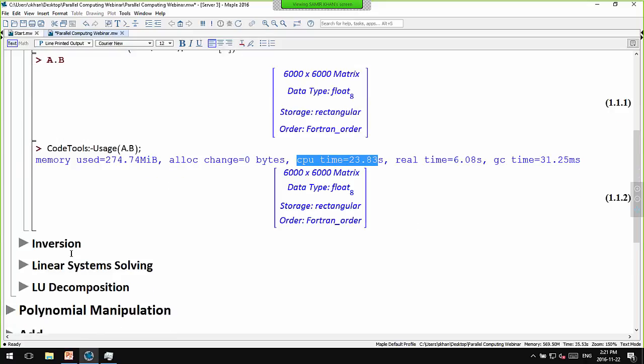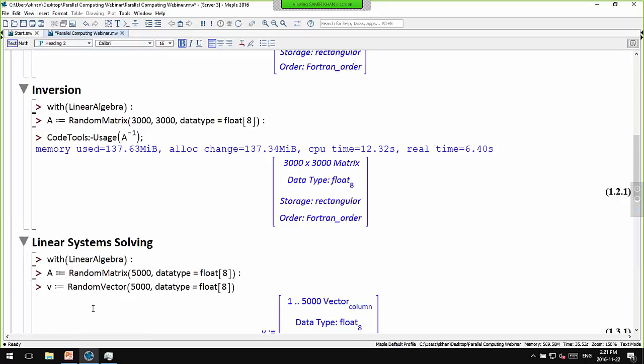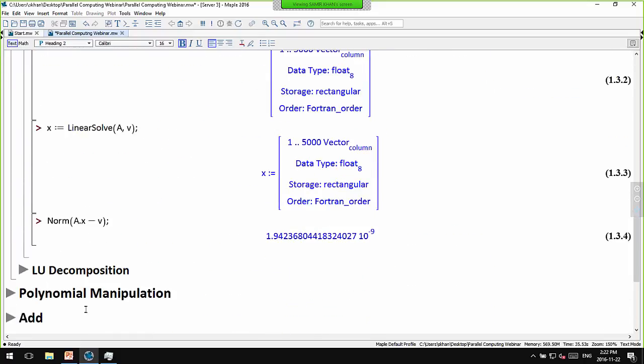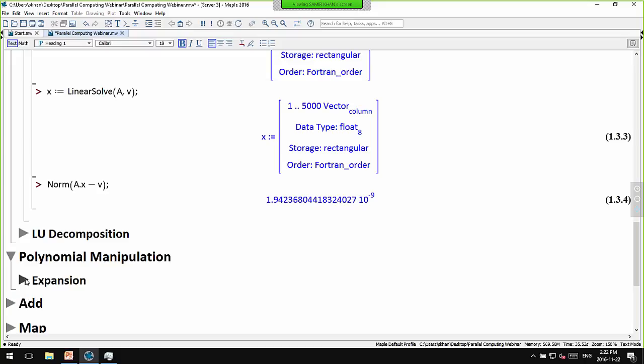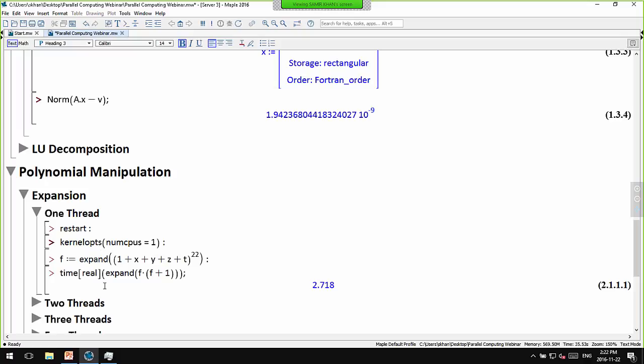Now there's a number of other Maple routines which are automatically multi-threaded, such as inversion, linear system solving, and LU decomposition. Matrix computation is also multi-threaded across all of the cores of your computer. So for example, here with this command I'm artificially restricting Maple to use one CPU, one core on my computer. If I expand this polynomial, so 1 plus x plus y plus z plus d, all to the power of 22, it takes about 2.7 seconds.